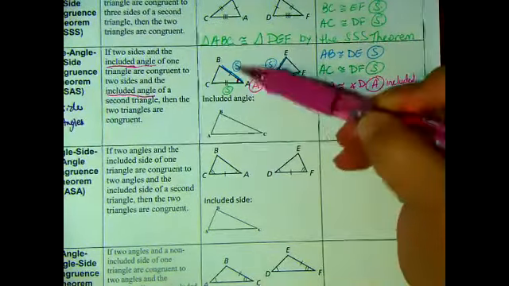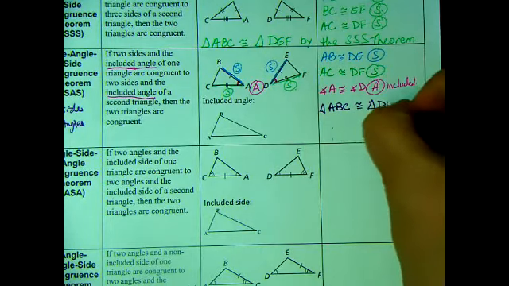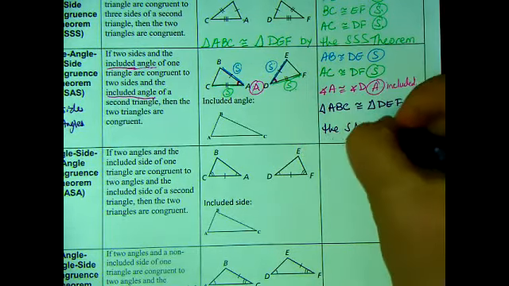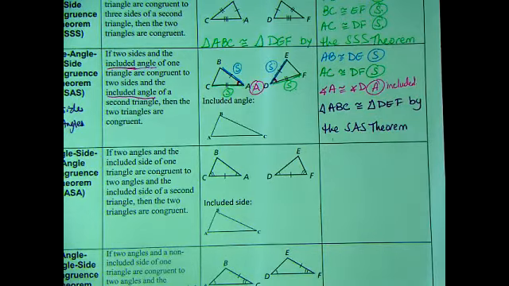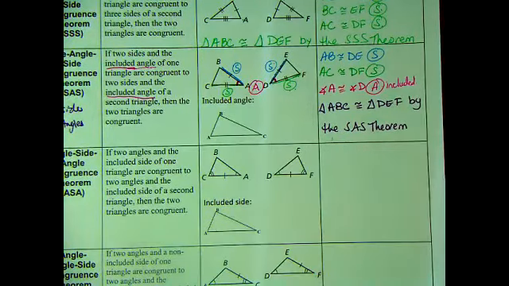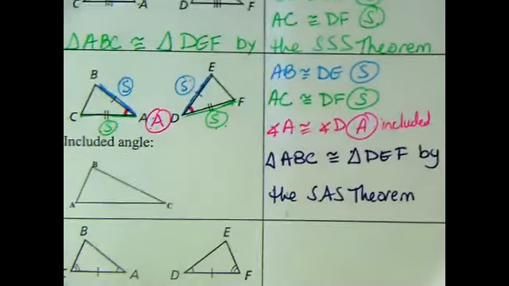So at this point, I can say that triangle ABC is congruent to triangle DEF by the side angle side theorem. By the side angle side theorem. I'm going to give you guys 30 seconds to get that down, and I want to talk about all the different ways you can have an included angle here. So I'm going to zoom in on that.